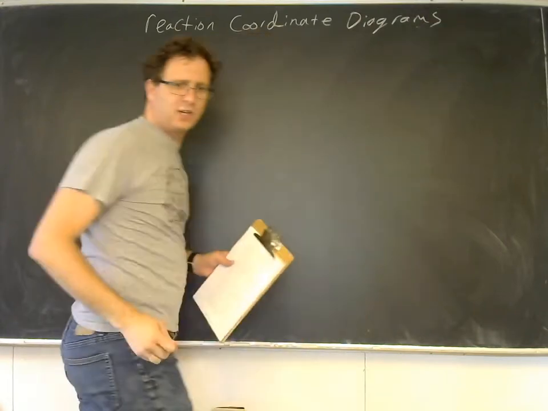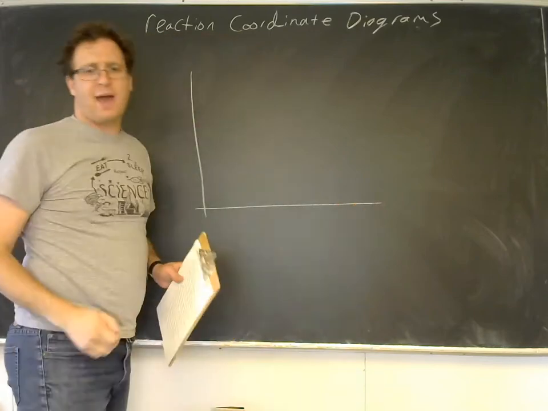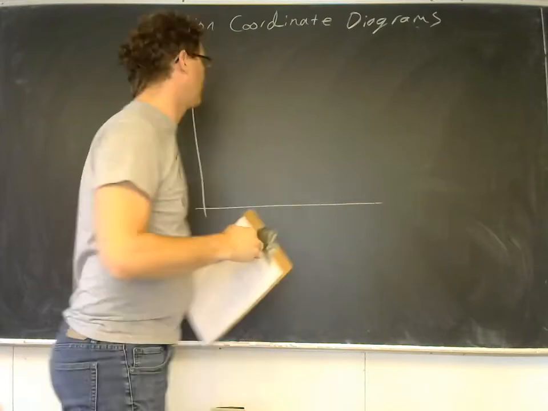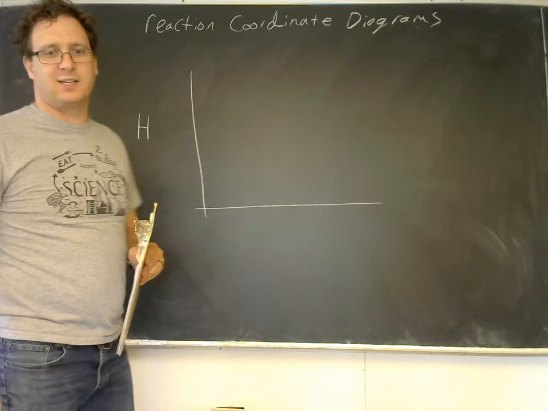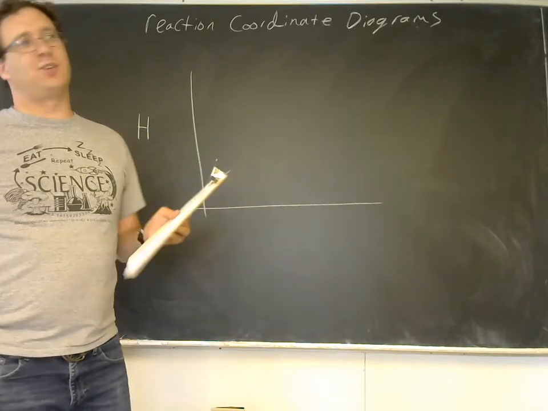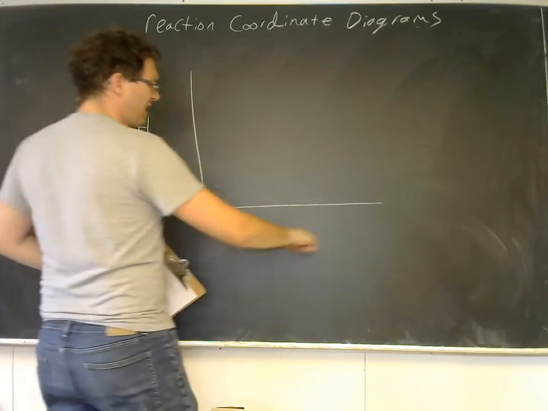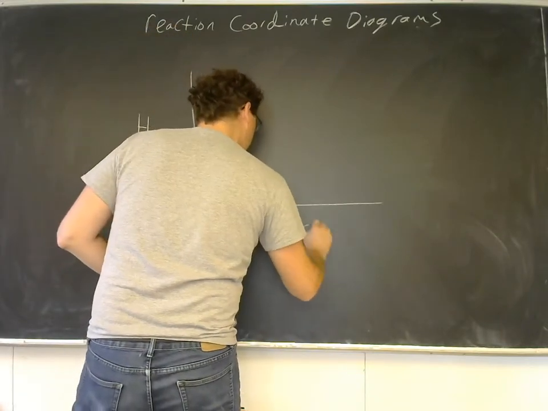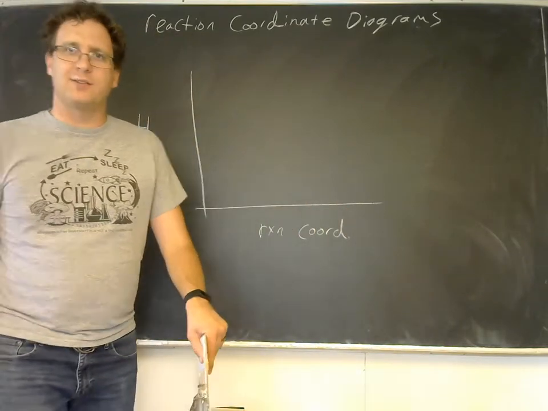So reaction coordinate diagrams are a way to map out how the energy of the system changes over the course of a reaction. And so usually you'll have as the y-axis some form of energy, either internal energy or enthalpy or Gibbs energy. In this case we're going to look at enthalpy. And then on the x-axis you have the reaction coordinate. So Rxn Coord. And the reaction coordinate can be kind of complex.